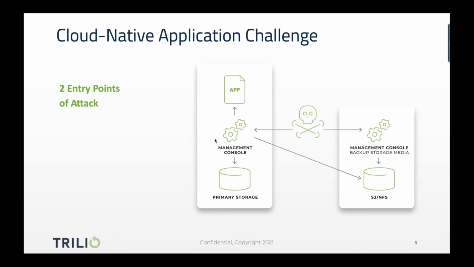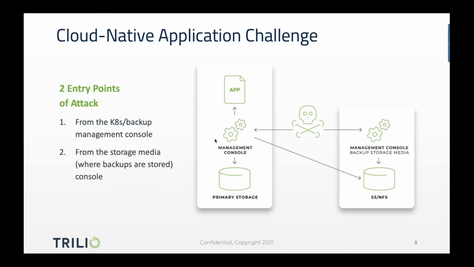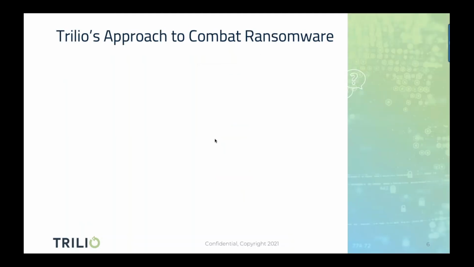And the two ways they're going to go after that is directly from the backup console, which could be within the Kubernetes system itself, or by directly attacking the storage media where these backups are kept. This is irrespective of the backup vendor itself. If someone gets access to the storage and they try to nuke the storage at that level, then you lose your data. So there are these two levels at which someone's going to try and ensure that your backups cannot be used to recover from a ransomware attack. Okay, and this is what Trilio is solving today.